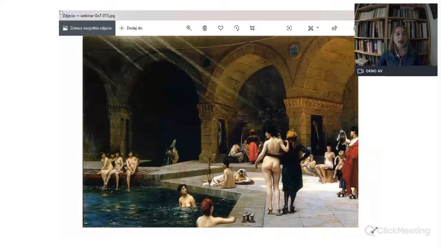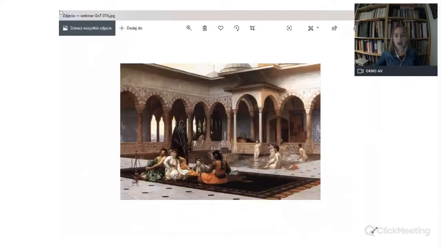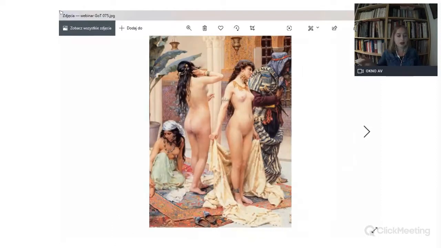Of course, it was somehow derived from the real Middle East, but it was a myth, a fantasy about a completely different world that didn't have the same limits as European countries. So we can see it in many pictures from the 19th century. They usually show women bathing all together in some very beautiful architecture, dancing, listening to music, singing, or just taking some rest. The so-called Turkish baths were also a very important part of this myth and fantasy about the Middle East.